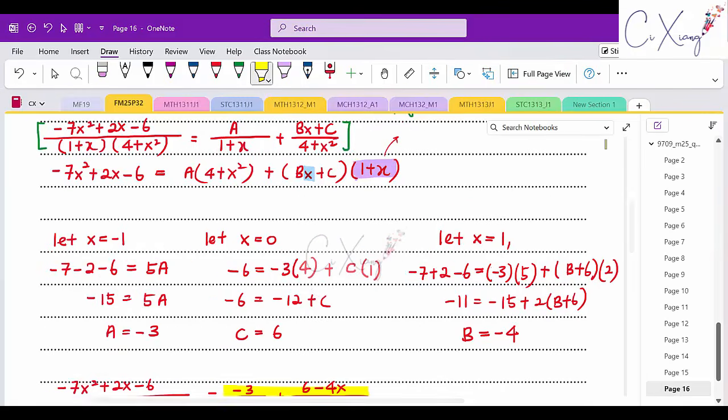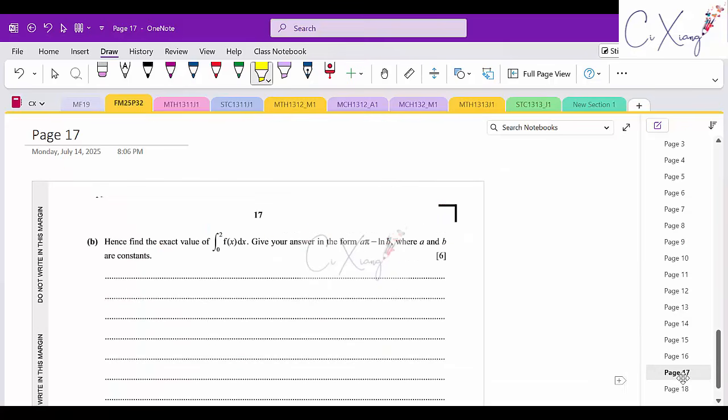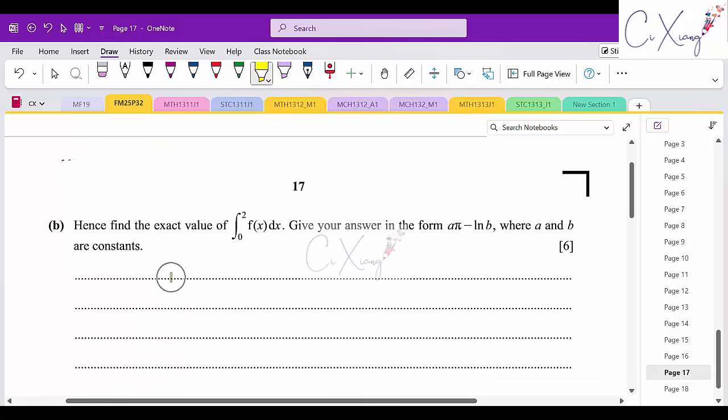Then let's continue to the next part, part B. Hence, find the exact value of this integration. They give us the word "hence", which means it will be easier for you to use your result in the first part to apply integration here.